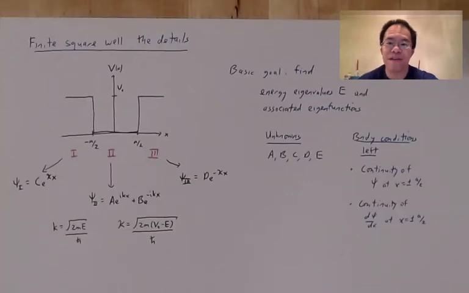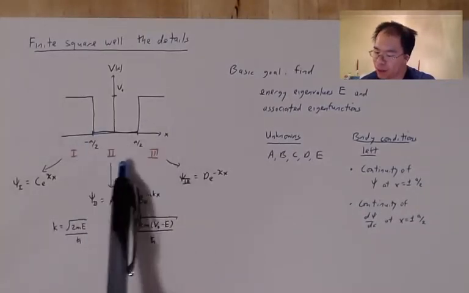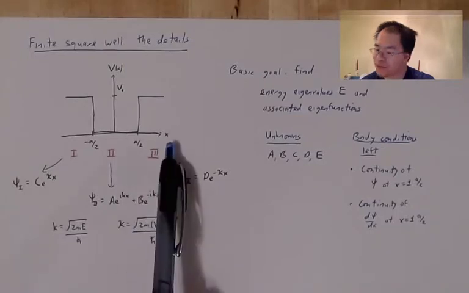Hi everyone. So in this bonus video, I want to go through a little bit more of the details behind the finite square well. So let's just pick up where we left off in the main class. Just to remind us, this is our potential energy graphed as a function of position here.